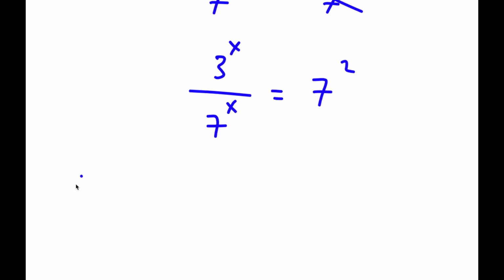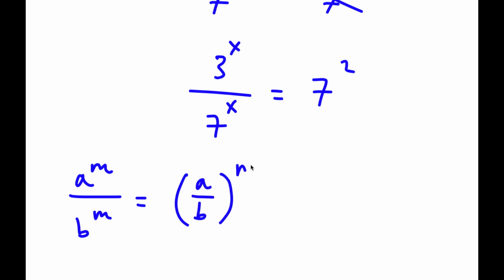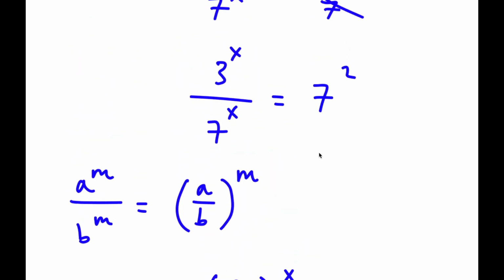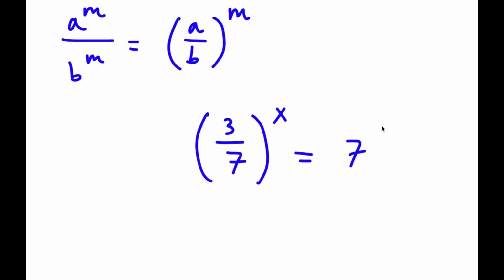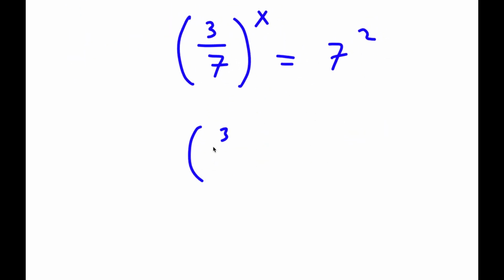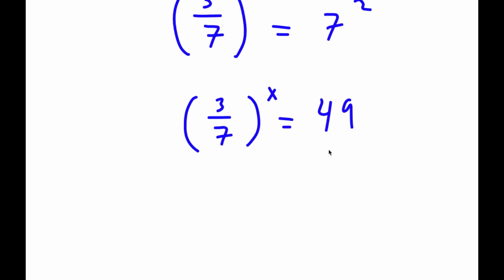Now, if I have something in the form a to the power of m over b to the power of m, this is equal to a over b to the power of m. So 3 to the power of x over 7 to the power of x is going to equal 3 over 7 to the power of x, which is equal to 7 to the power of 2. Now, 7 to the power of 2 is the same thing as 49, so I have 3 over 7 to the power of x is equal to 49.